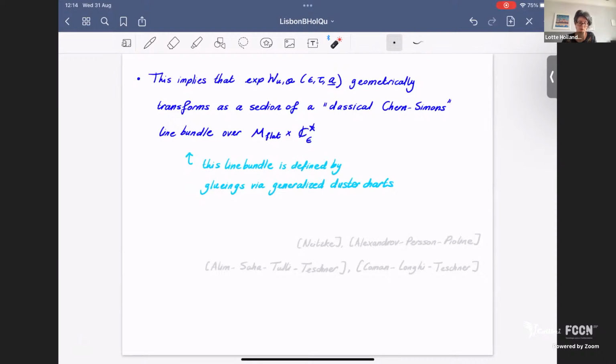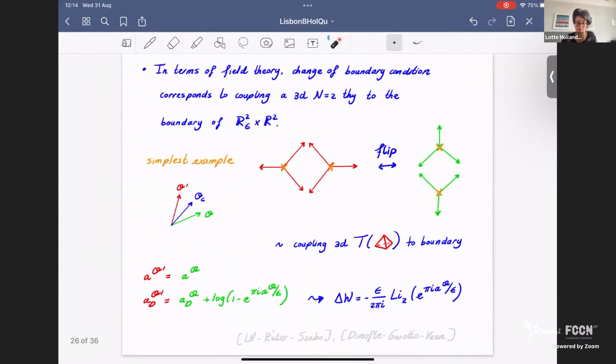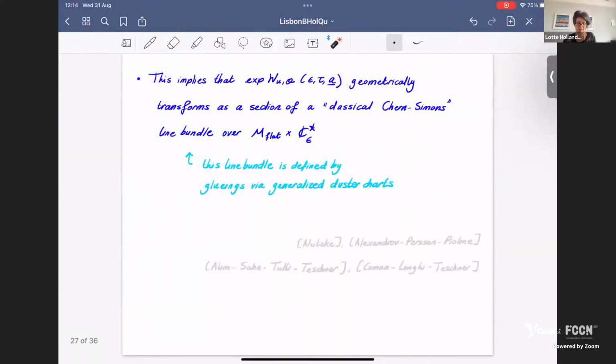Because all the Darboux coordinates that we find are generalizations of the coordinates in this example, that means they're all what is called cluster coordinates. They're related by flips of this kind, and so all of them are related by a change of the superpotential with such a dilogarithm factor. And so that implies that this object W, which depends on U and theta, can be seen as a section of a certain line bundle over this moduli space of flat connections, which has these dilogarithms as its transition functions.